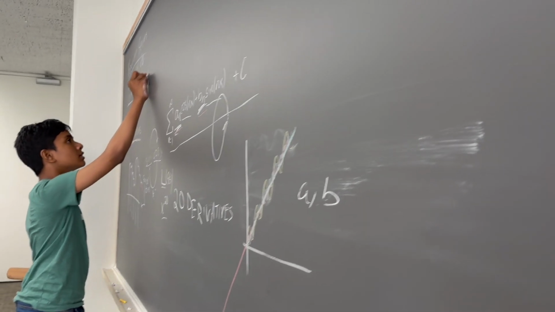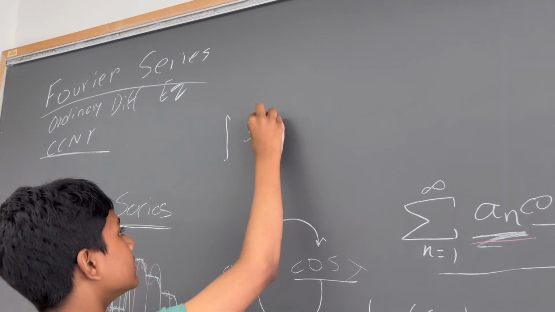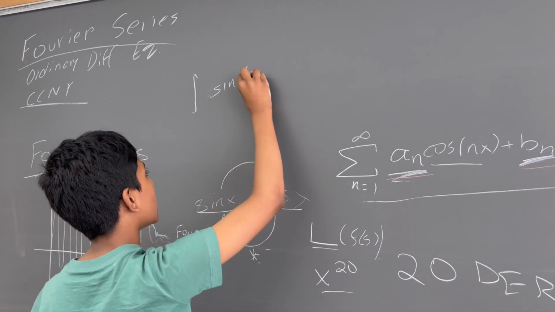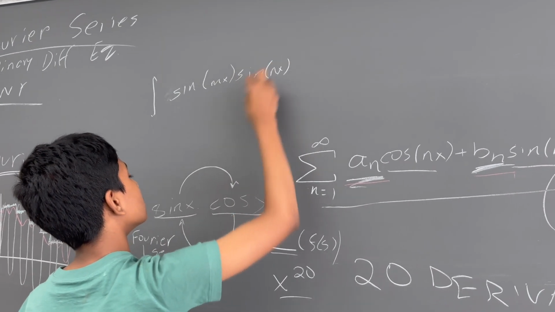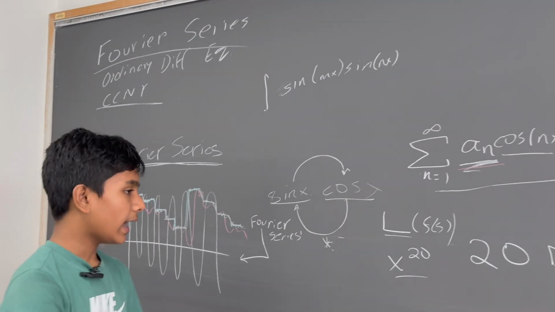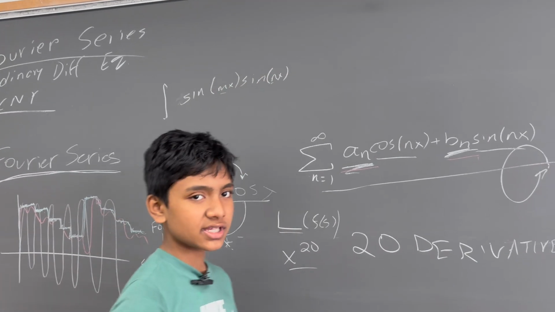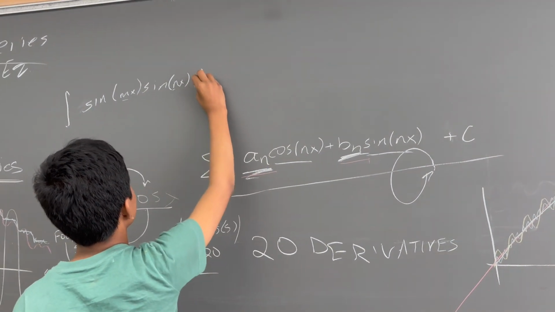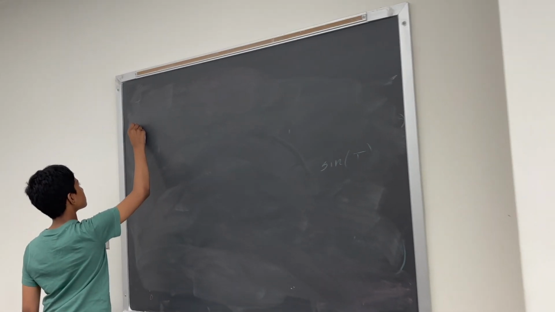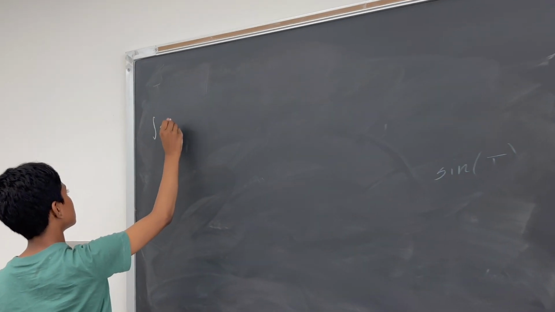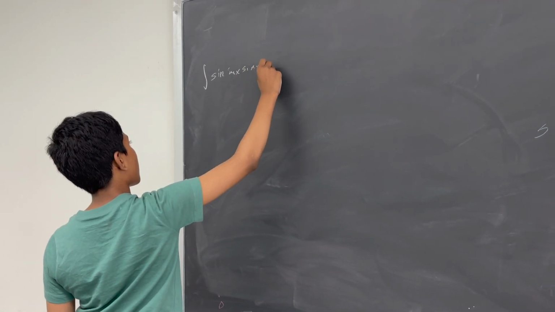So, it all lies in these. Let's say we have sine mx times sine nx, where m and n, they can be anything, but let's assume they're integers for the sake of our sanity. Also because that's the most useful application of them. So assume m and n are integers. Let's say we take the integral of sine mx sine nx dx.